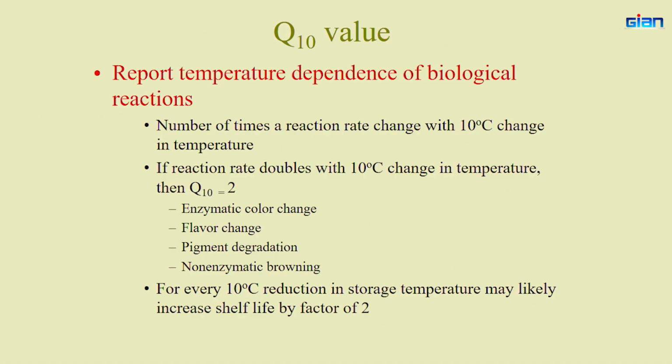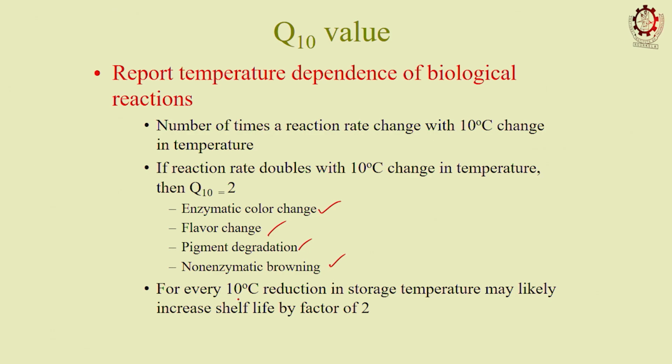So let's assume that I am processing at 70 Celsius, and then I increase the temperature by 10 degrees. So that means from 70 to 80 Celsius. What type of changes are probably happening? This may be related to the enzymes, flavor degradation, enzymatic browning, and so on.